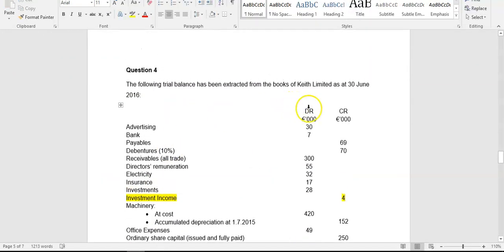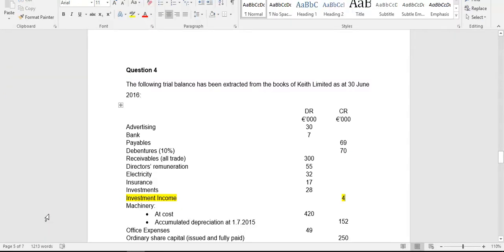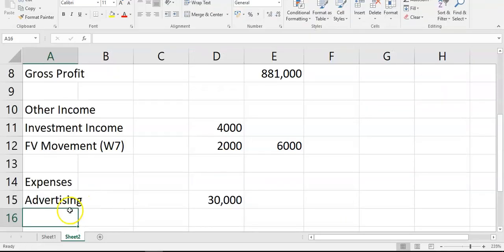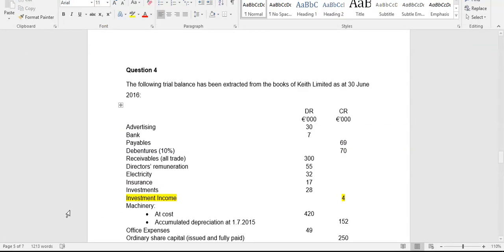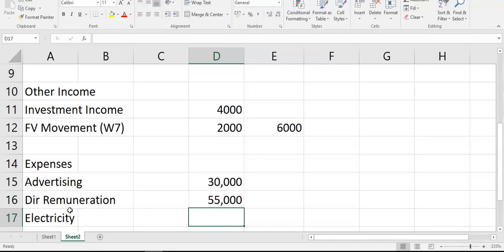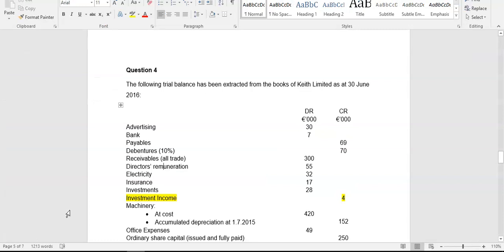You then go to your expenses, which should be on the debit. Advertising we know is an expense, which is 30,000. We go down along, bank is an asset, receivables are assets, director remuneration and electricity. So we'll slot in those. Director remuneration, 55. Electricity, 32. So all coming straight from the trial balance. A debit is an expense or it's an asset. And it's for you to understand that.